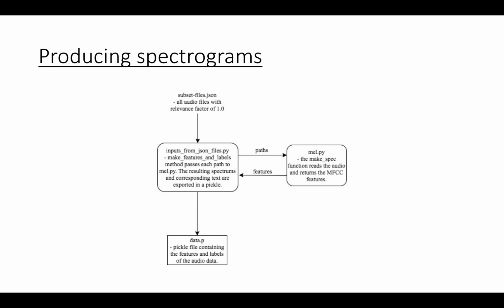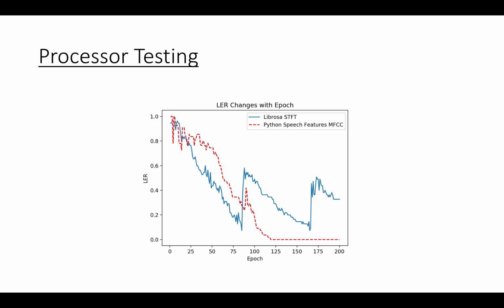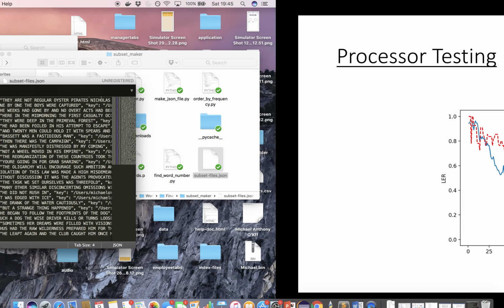Here's the structure of the code used to process the audio files into spectrograms. In testing for this module, we checked two libraries, Python Speech Features and Librosa. We used a simple acoustic model as an example and trained on a single sentence to check which spectrogram would be better for our purposes. As we can see, the Python Speech Features trained faster and smoother than Librosa features, so we decided to use this to process our audio into spectrograms.